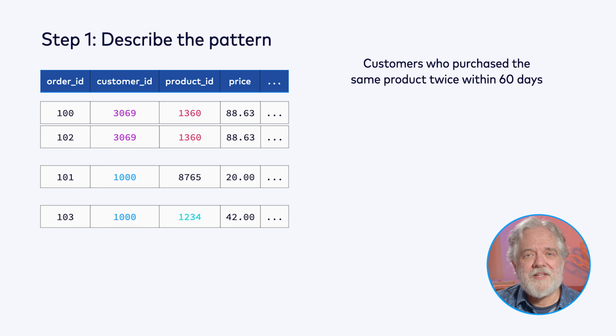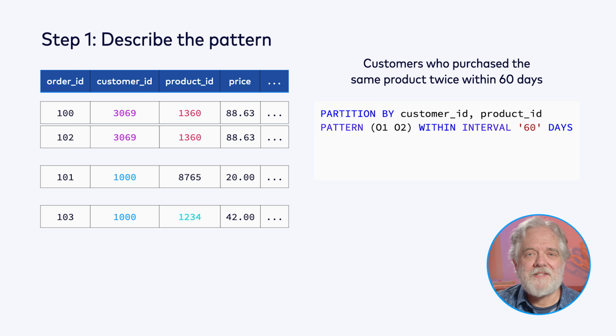Now we can start to look at the syntax used by Match Recognize. Here's the partitioning we just talked about. And here are the basics of the pattern itself. Patterns are described as regular expressions. Here the pattern is a sequence of two consecutive orders, called O1 and O2. In general, the within clause is optional. In this example, it specifies that the entire pattern must be matched by a sequence of events no more than 60 days long. This time constraint is something the Flink community has added to Match Recognize. It's not part of the SQL standard.